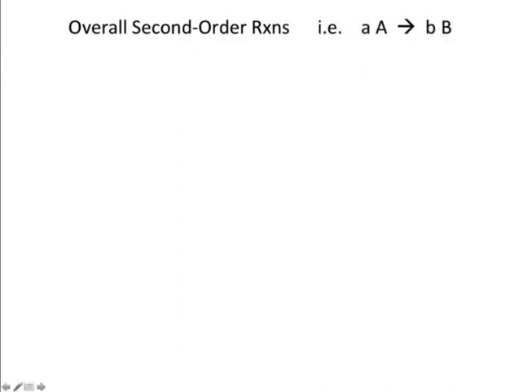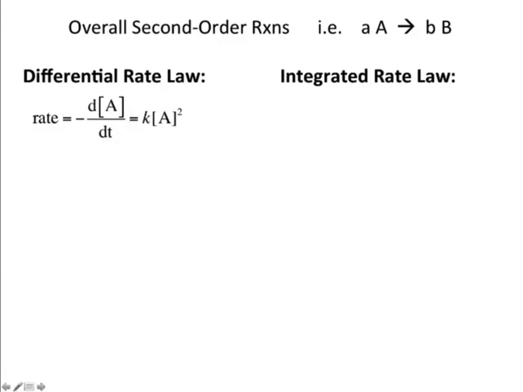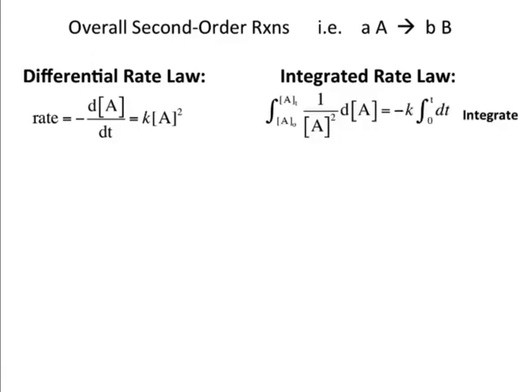So, alright, A goes to B with some stoichiometric coefficients. Now the differential rate law for this is going to look like it does. This rate is equal to k[A] squared. Now, the integrated rate law, alright, we're going to move the A to the left, the time to the right, and integrate with respect to A on the left and time on the right, and we get this result.